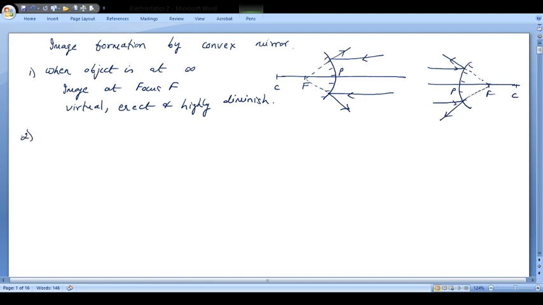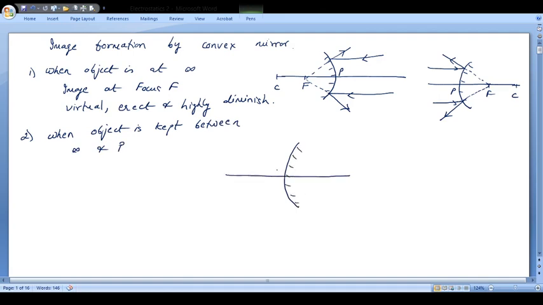Now let's take another case. The other case says that when the object is kept between infinity and pole P, meaning anywhere you can keep the object. So let us suppose this is the convex mirror. This is pole, this is focus, and this is C. Now if I have an object here, anywhere between infinity and pole.